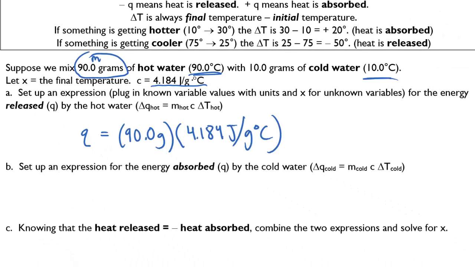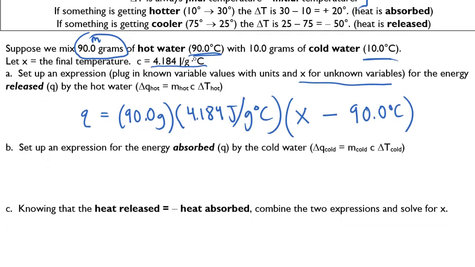And then finally we're going to do our delta T. Now delta T is always the final minus the initial temperature. And so I'm given for my hot water, the initial temperature is 90, but we don't actually know the final temperature. So we're going to put an X for our unknown variable. Final temperature we don't know, but we do know that initially the water was at 90 degrees Celsius. And so we have our Q equals mc delta T with our little X in there for what we don't know. There's our expression.